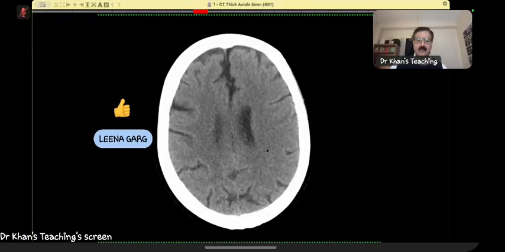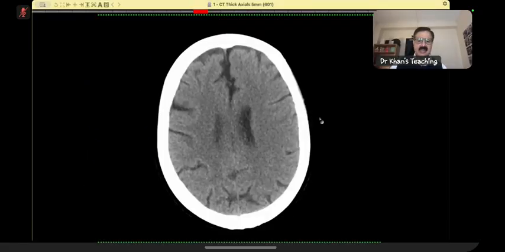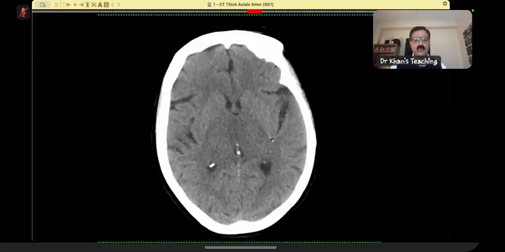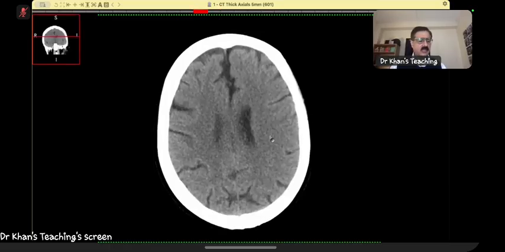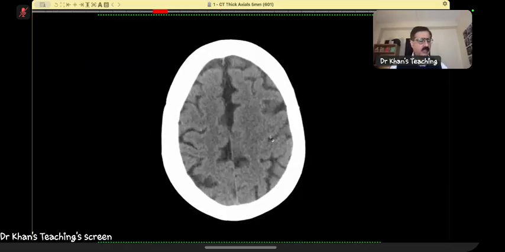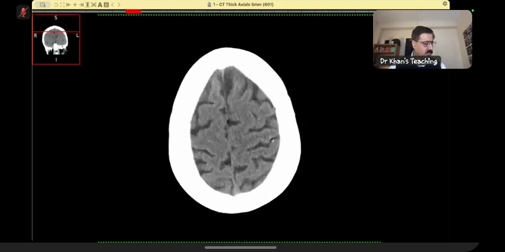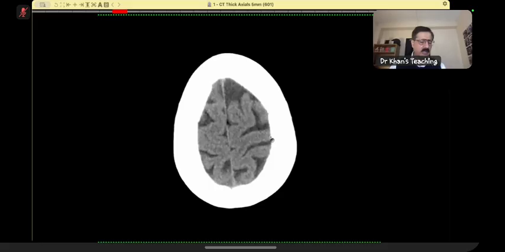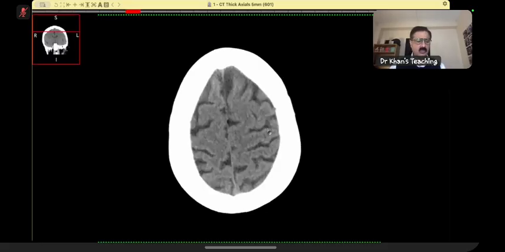A 65-year-old patient presented with personality change, and they said rule out frontal lesion. So you know that the clinical concept is that if the patient has got frontal lesions, etc., it can cause personality change. So this is what they had asked for: 65-year-old, personality change, frontal lesion question mark, and this was the CT scan.